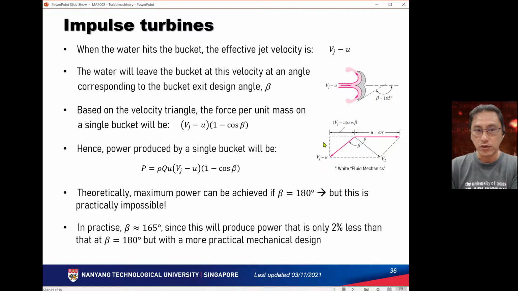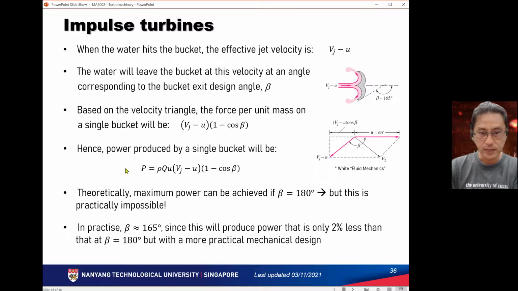Based on this velocity triangle, we can find out that the force per unit mass on a single bucket will be the product of the effective jet velocity, which is Vj minus U, multiplied by 1 minus cosine beta. This is the force per unit mass. So the power produced by a single bucket is this product multiplied by rho Q U: density, flow rate, and the bucket velocity. That gives us the power produced by a single bucket.